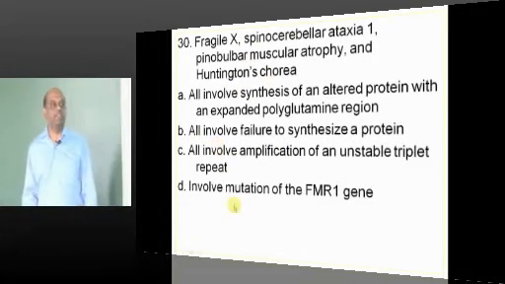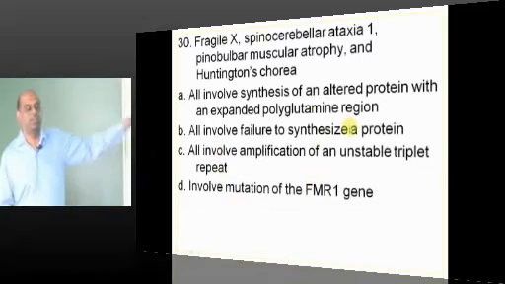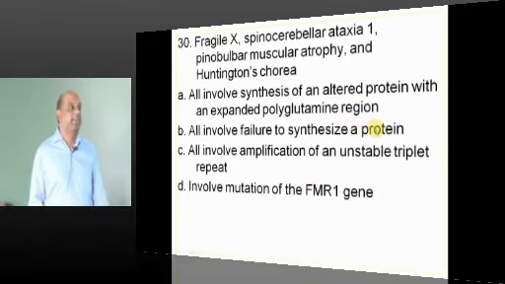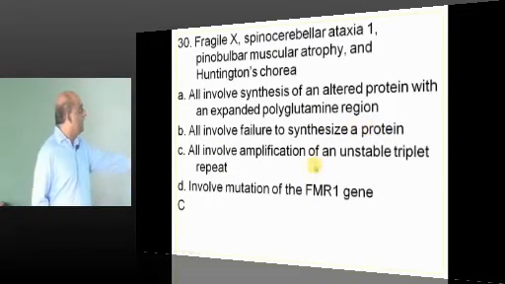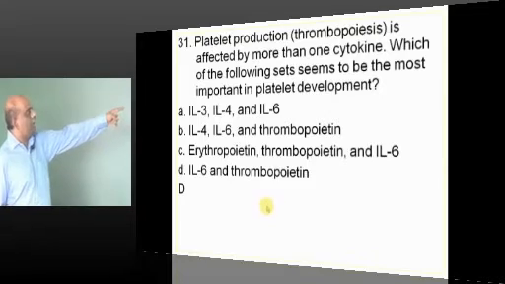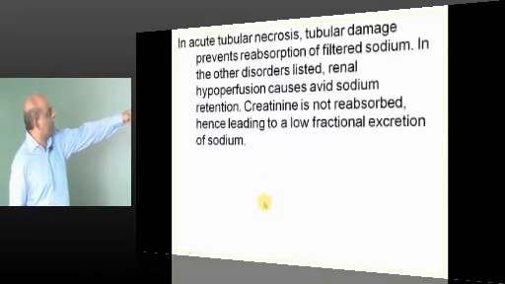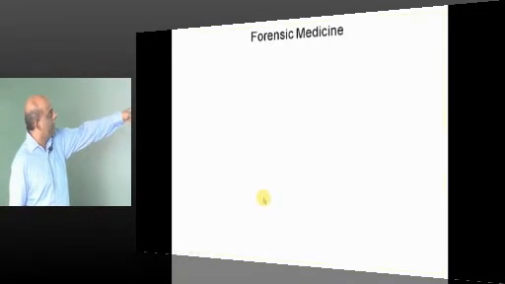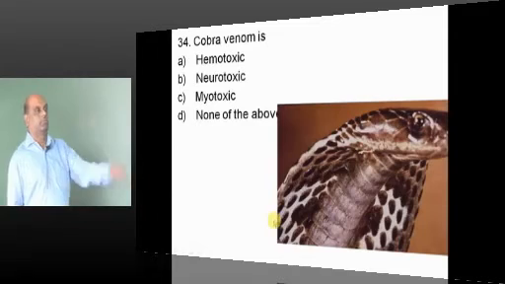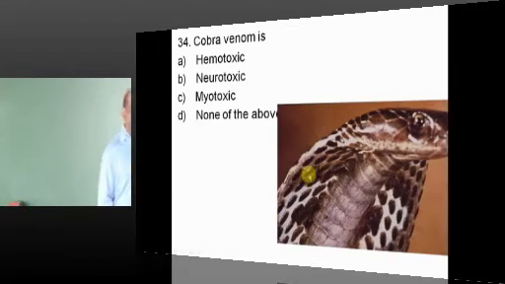Fragile X, Huntington's chorea. I think 4 to 5 questions by mistake pathology got repeated from the recent exam. Okay, so we'll leave the pathology. Already we finished this in the previous exam, by mistake it got repeated. Now let us be the snake charmers for the MD entrance.